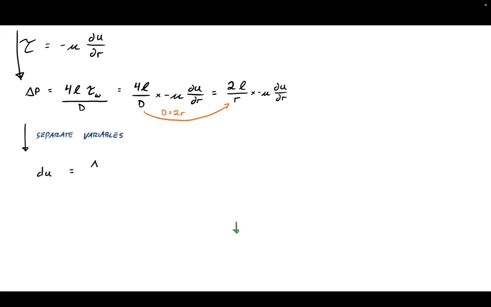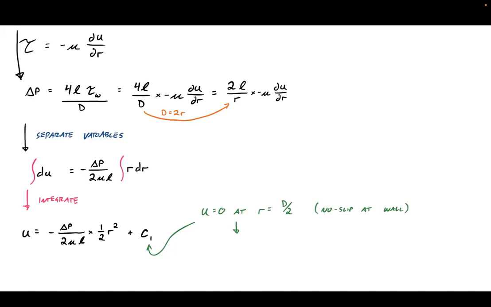Okay, from there, we're going to separate variables. So I'm going to keep the du on one side, and I'm going to get all of the constants plus the R and the dr on the right. So that's just an algebraic manipulation of the previous step. From there, we're going to integrate both sides of this equation. And on the left-hand side, we get the velocity. On the right-hand side, we've got those constants times 1/2 r squared, and then plus C1, that constant of integration.